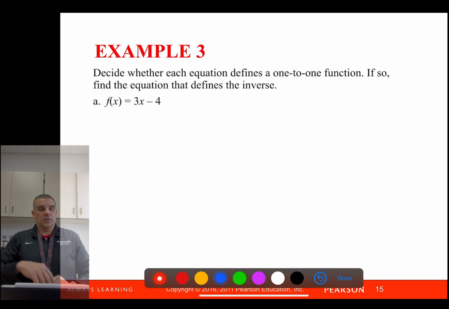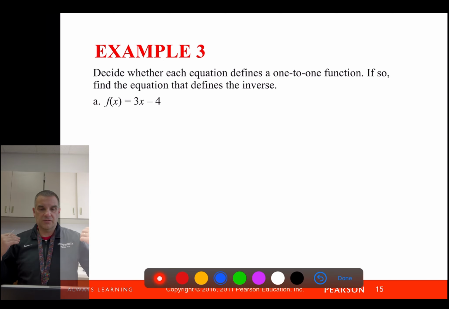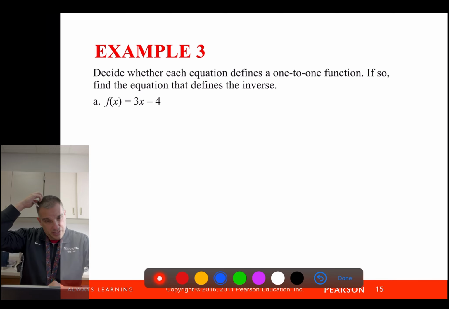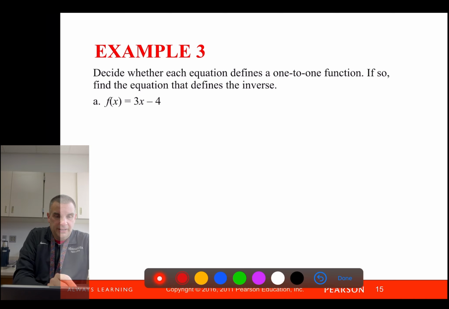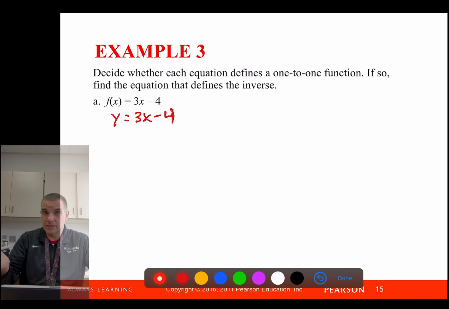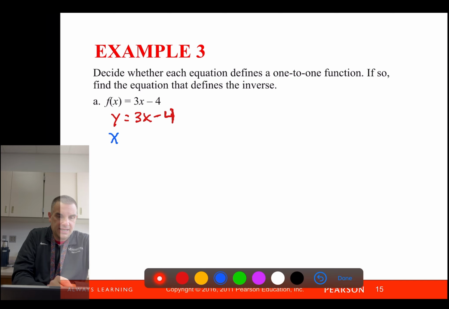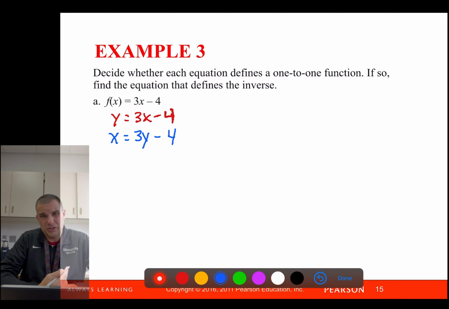Okay, so if we look at this, we've got f of x is equal to negative 3x minus 4. Decide whether the equation is a one-to-one function. If so, find the equation that defines its inverse. Okay, so we're going to assume that it's a one-to-one function in this case. The first step is I'm going to rewrite it as y equals negative 3x minus 4. They said f of x equals y, so that's why we could do that. Their step 1 then said interchange the x and the y value. So what was an x becomes a y, and what was a y becomes an x. So I'm going to rewrite this as x is equal to negative 3y minus 4.